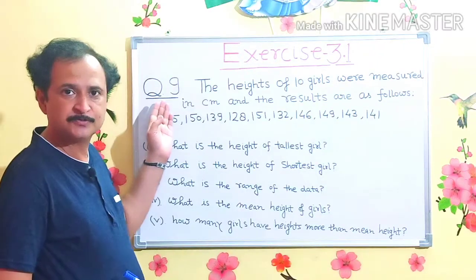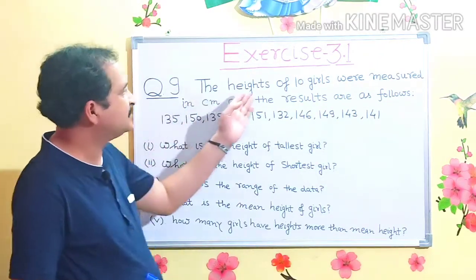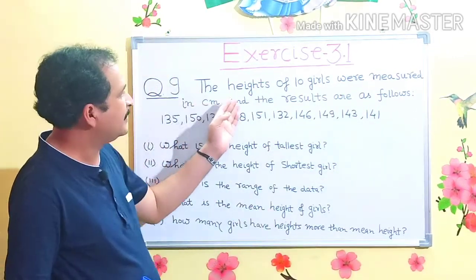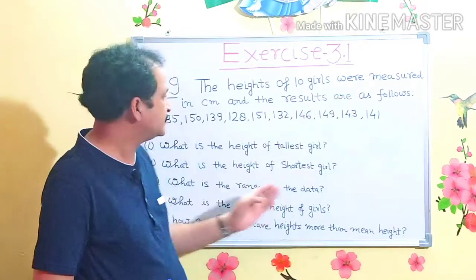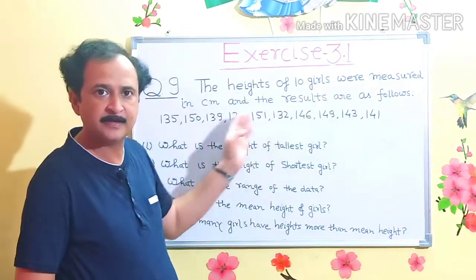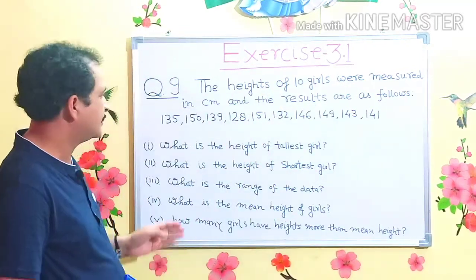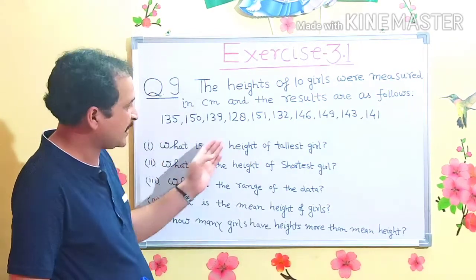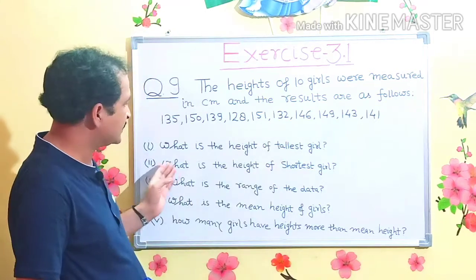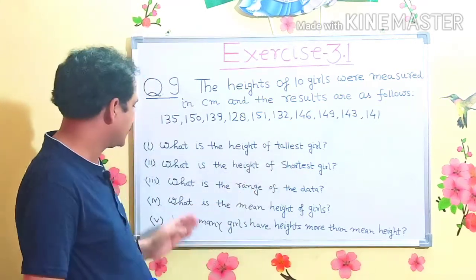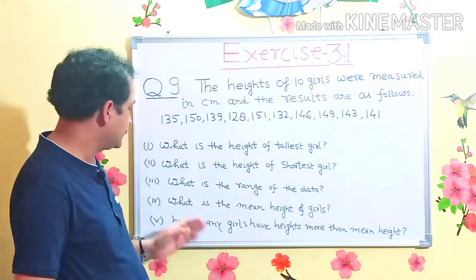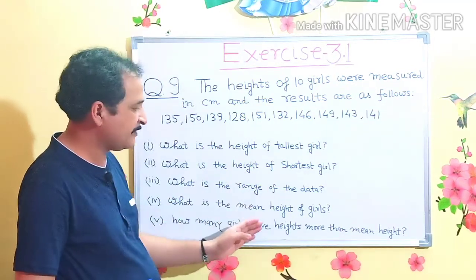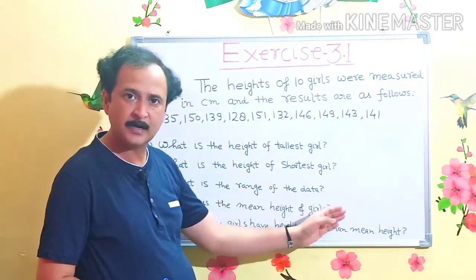The ninth and last question of this exercise. The heights of 10 girls were measured in centimeter and the results are as follows. These are the heights of 10 girls in centimeter. Now give the answer of the following questions. What is the height of the tallest girl? What is the height of the shortest girl? What is the range of this data? What is the mean height of the girls? And how many girls have heights more than mean height?